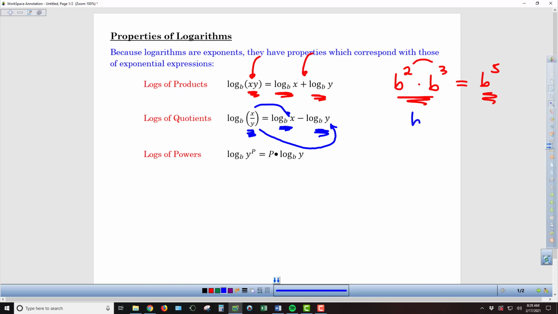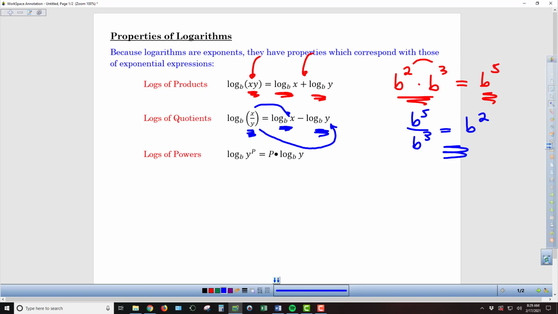And so this is, again, reminiscent of if we're dividing with like bases. So if I have b to the fifth over b to the third, we know that we can subtract those exponents, and so we've got b to the second in this circumstance. So when we're dividing inside of a logarithm, we're going to subtract those separate logarithms when we separate it out, just like over here, when we're dividing with like bases, we can subtract those exponents.